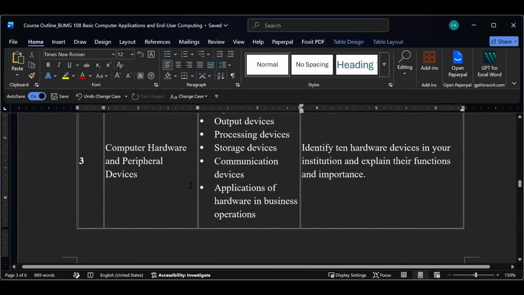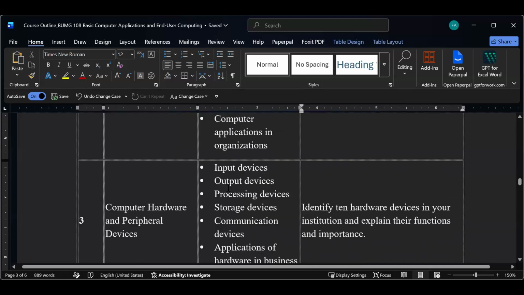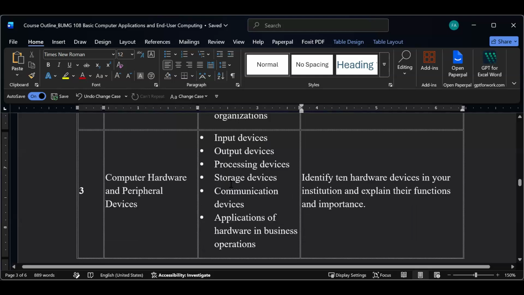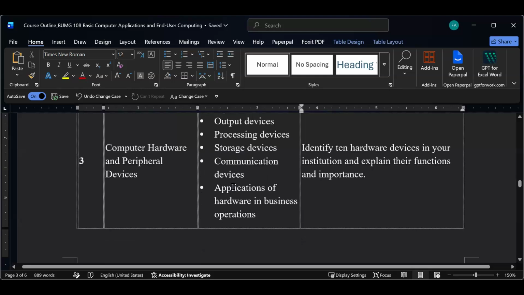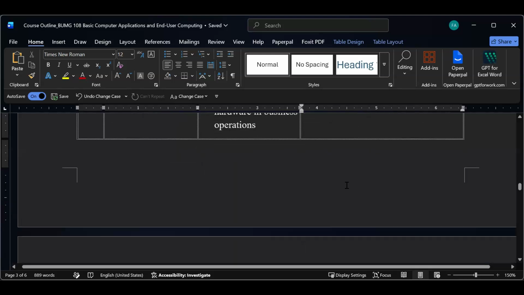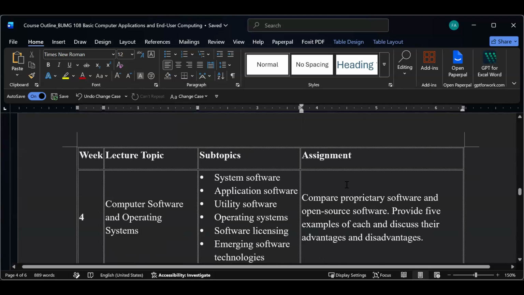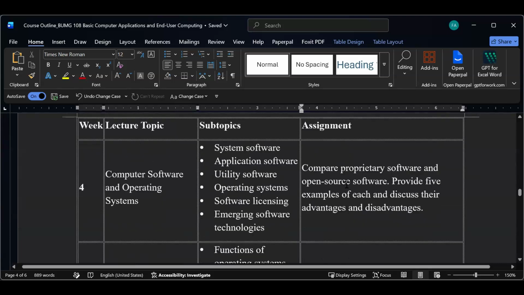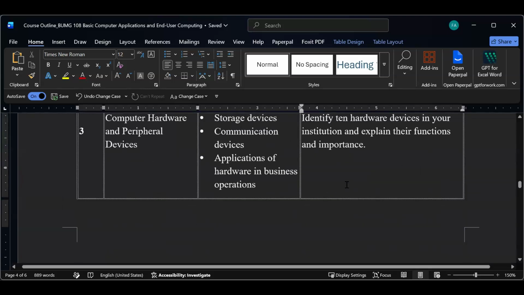What are peripheral devices? So input devices, output devices, processing devices, storage devices, communication devices, and the application of hardware in business operations. So for that week, you're going to identify 10 hardware devices in your institution and explain their functions and importance. Week 4, we'll look at computer software. So week 3 is computer hardware.